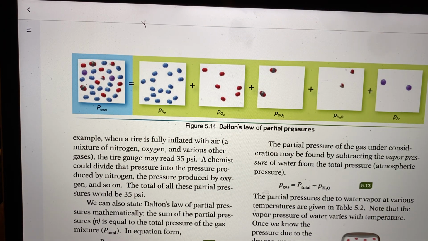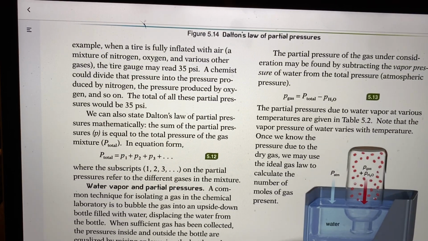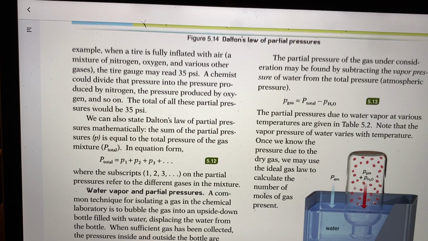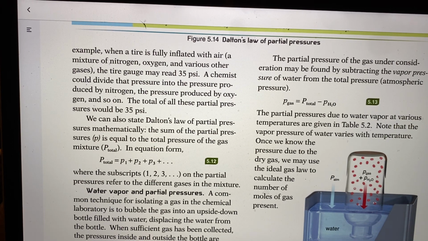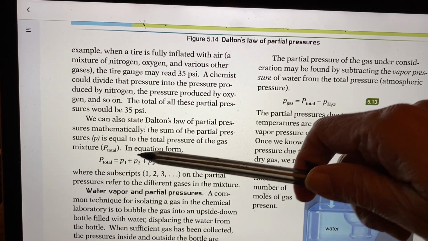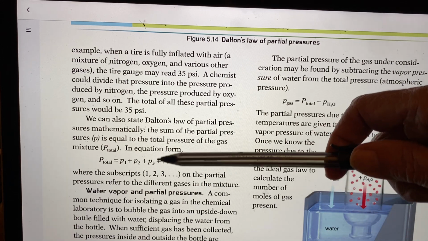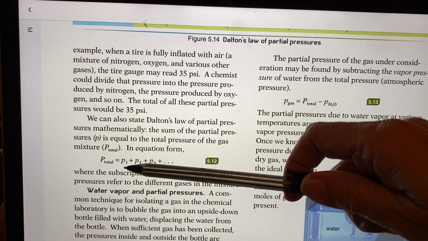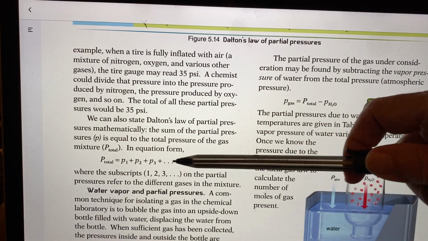So here's an example. A tire was fully inflated with air. Let's see. Let me go up here, see if we can see. A tire gauge may read 35 PSI. A chemist could divide the pressure into the pressure produced by nitrogen, the pressure produced by oxygen, and so on. The total of all these partial pressures would be 35. So that means that you can take a certain partial pressure and add them up or subtract them to get other pressures. So total partial pressure equals P1 plus P2 plus P3, on and on.